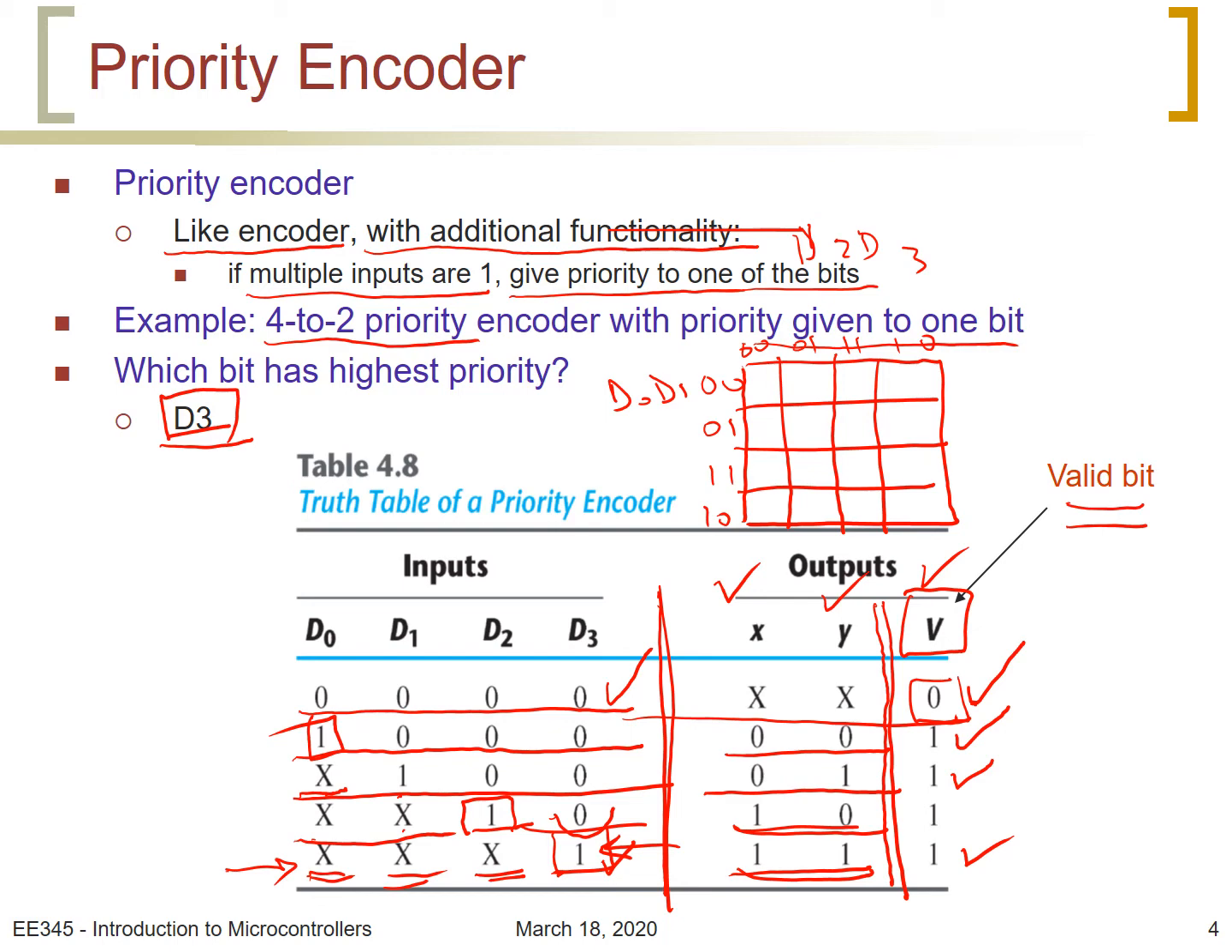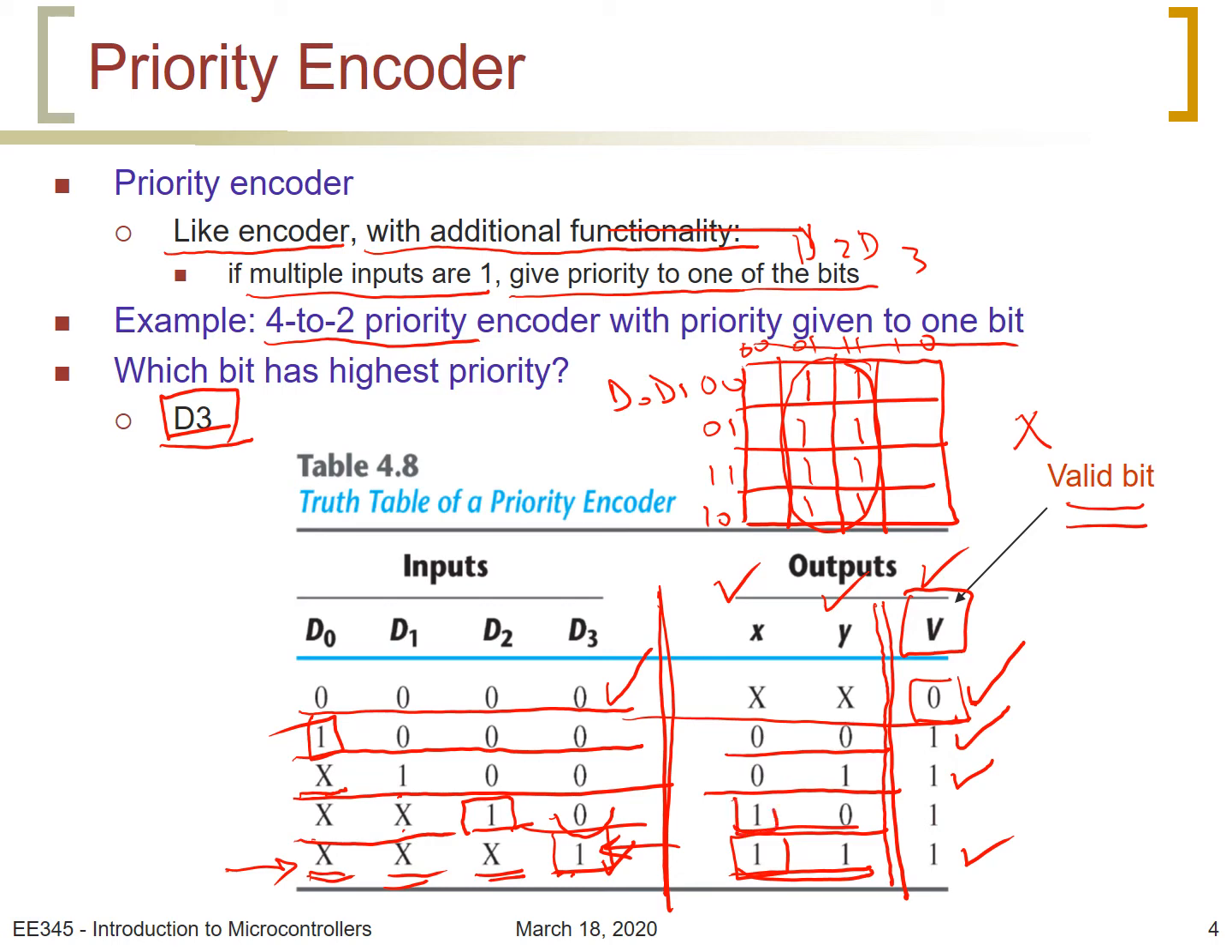When D3 is equal to 1, let us do the kernel map for x first. X is equal to 1 when D3 is equal to 1, irrespective of the values of D0, D1, and D2. So on the kernel map, the last row corresponds to 8 different cells, which is when D3 is 1. So we have 1, 1, 1, 1, 1, 1, 1, 1. All these 8 cells correspond to D3 equal to 1.